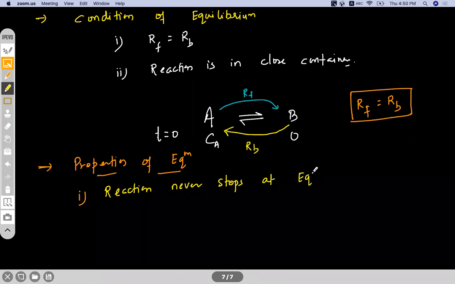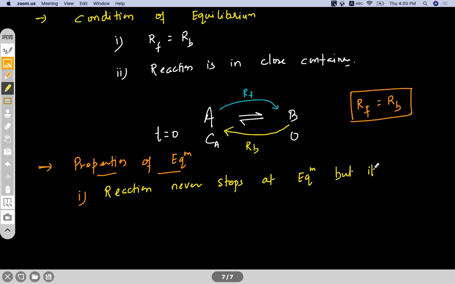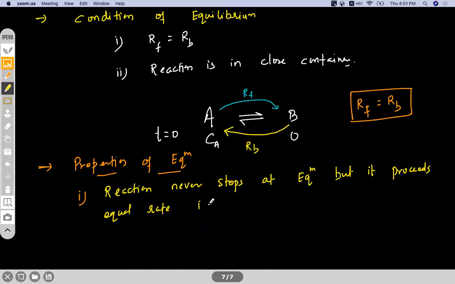At equilibrium, but it proceeds with equal rate in both directions. This is the first property we have. Don't get confused. They'll ask you questions on this. Theoretical questions also they fail.